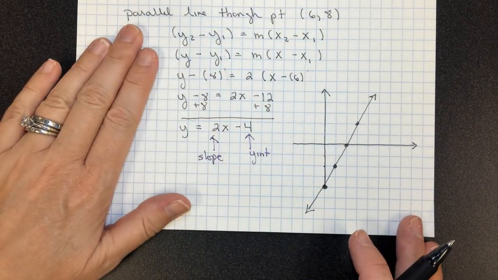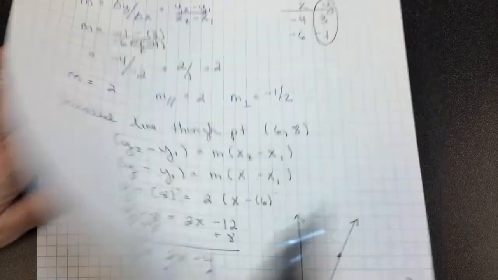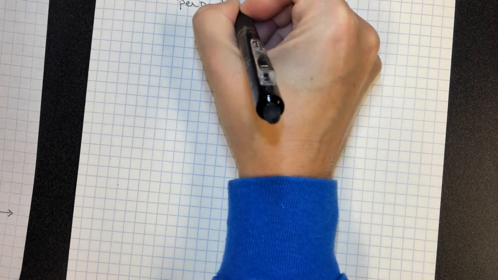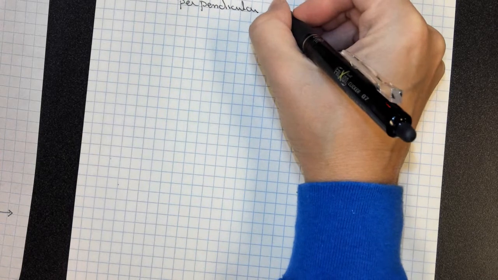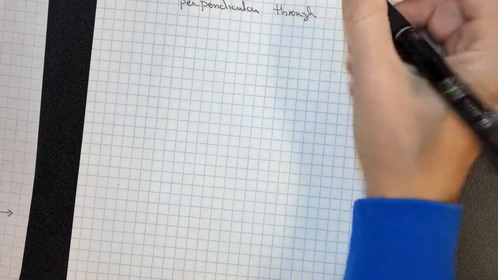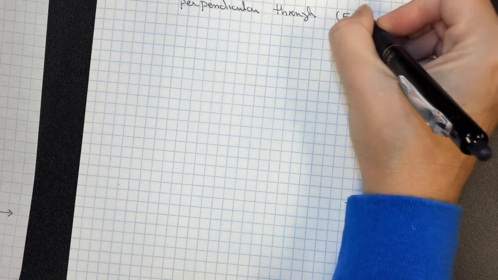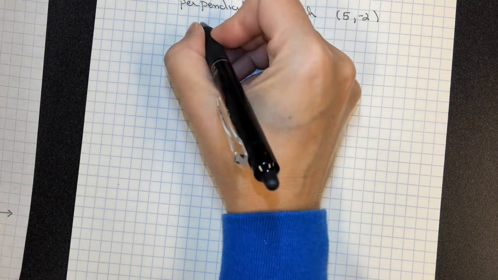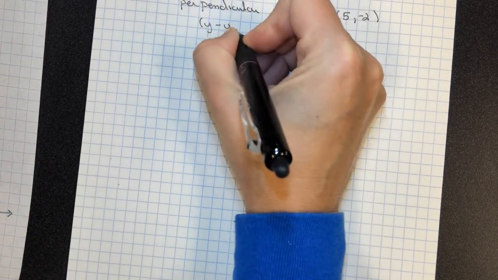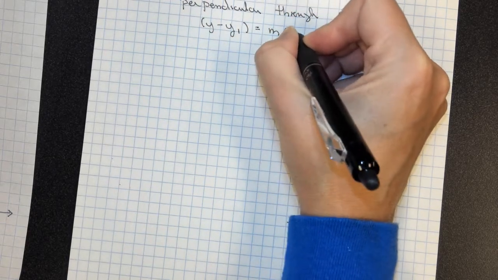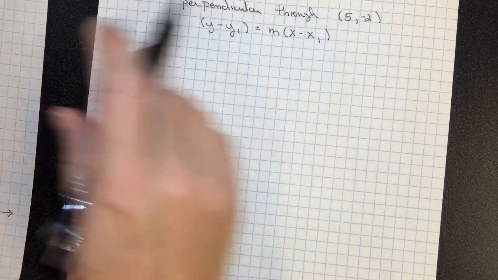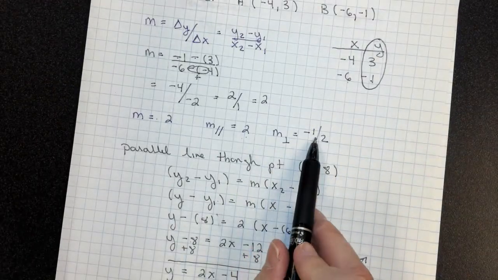Now that we've done parallel, we're also going to do perpendicular. So when I look at perpendicular, okay, I'm going to just write myself a note what I'm up to here. So I've got perpendicular through 5, -2. All right, so step 1, write down point slope form. So y minus y1 equals m times x minus x1. Go find the slope related, so we're using the slope of -1 over 2.